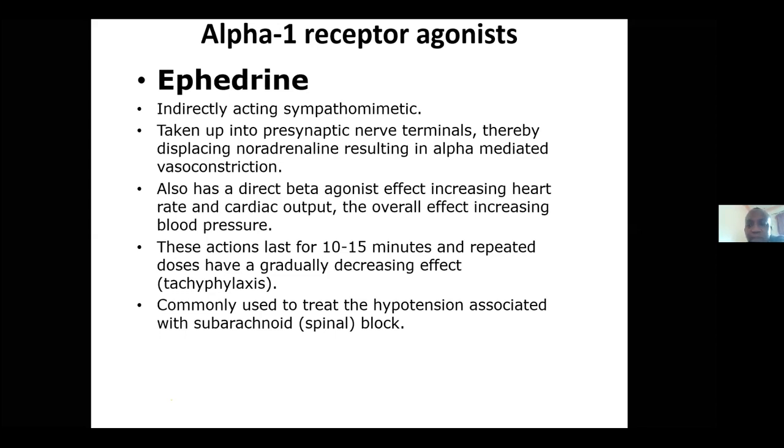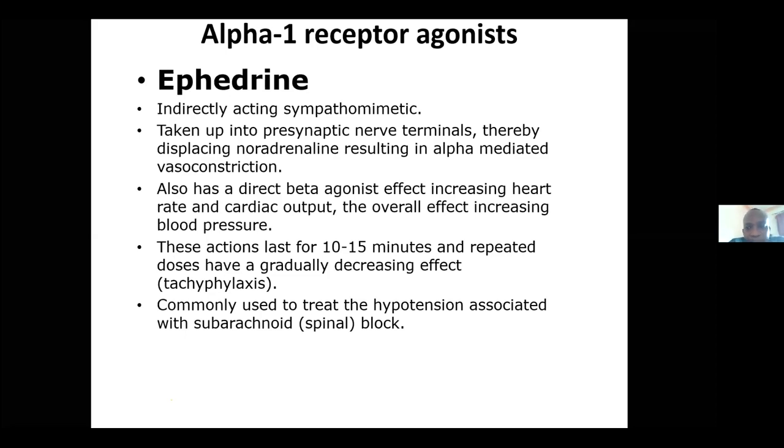But because it also works on beta-1 receptor, remember I said beta-1 receptor have inotropic and chronotropic effect, so it can increase the stroke volume, it can increase the heart rate. Okay, so it has one challenge. The challenge it has is that it has tachyphylaxis. As you could remember from your pharmacology, whenever you use a drug for some time, it reaches a point where it stops working because in this case, you have used up all the norepinephrine resources that you have in the body.